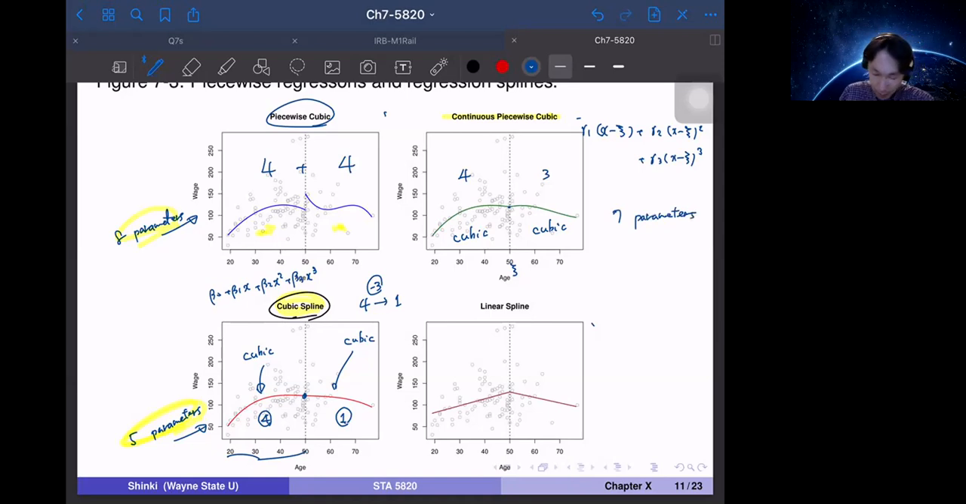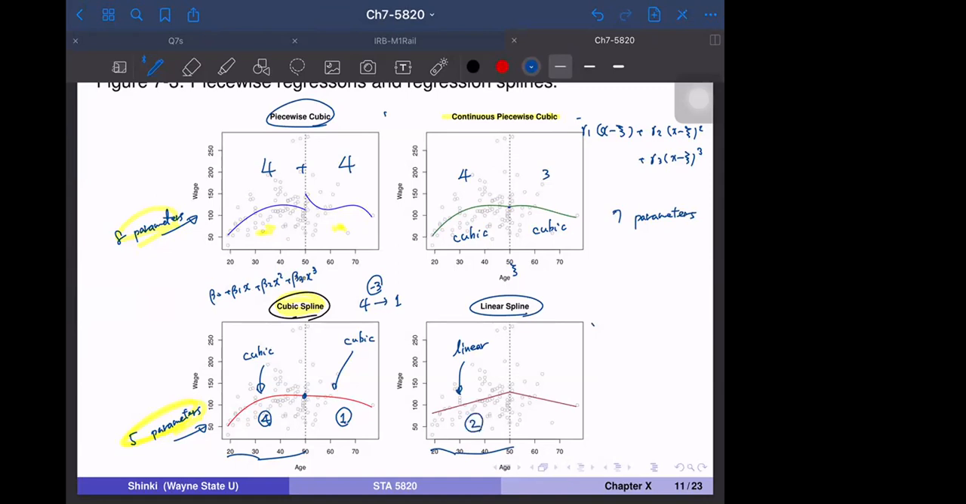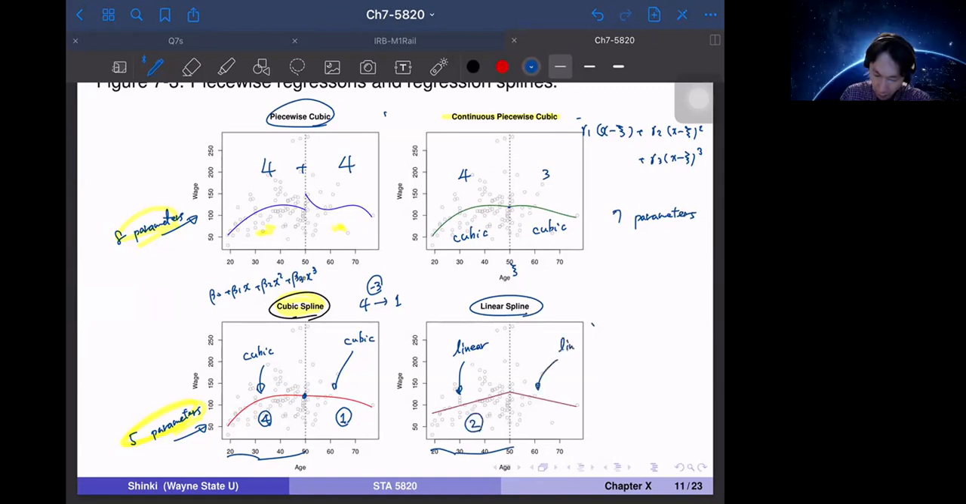Another thing is the linear spline. Originally this is a straight line, so this is linear. How many parameters on the left-hand side? Linear, 2. Then this part is also linear, but we restrict the value at the 50, so this is continuous. So we lose 1 degree of freedom: 2 minus 1 is 1. So in total, 3 parameters. This is called a linear spline.